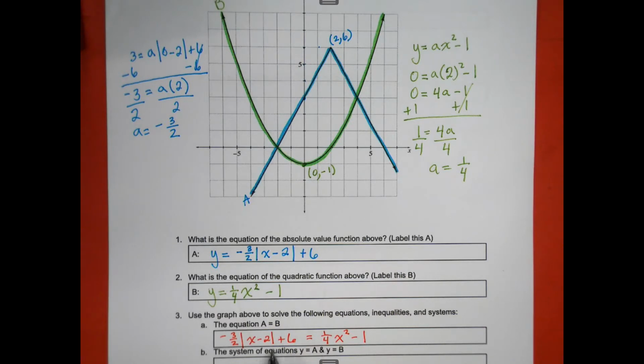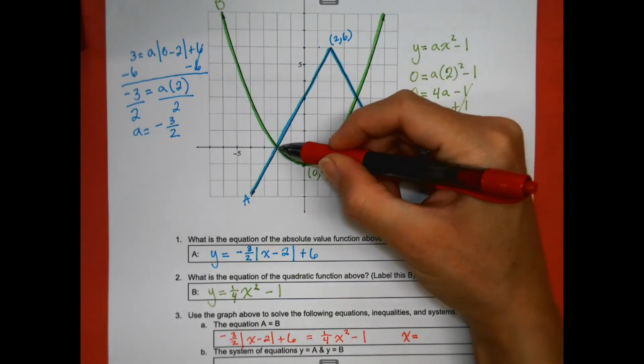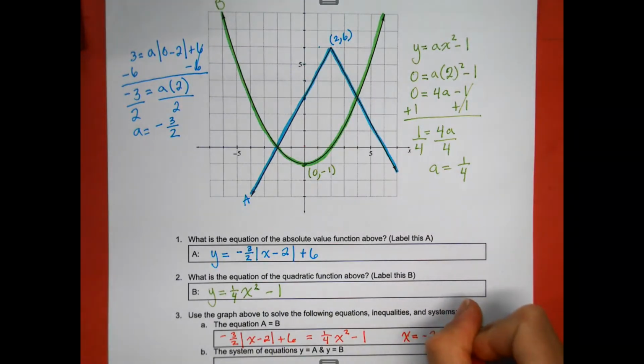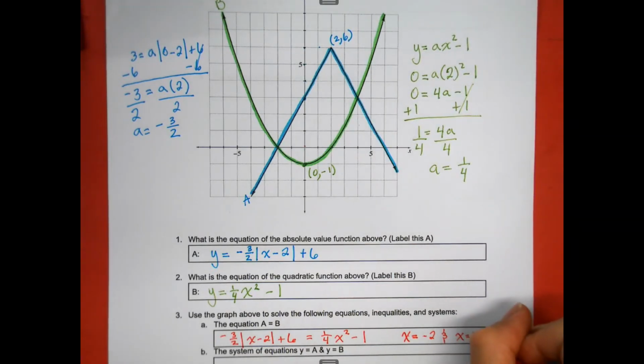We know that the two equations are equal where the two graphs intersect. However, if you notice in this equation, we only have x's. So therefore, all we need is the x component of those points. So we're going to say x is equal to -2 and x is equal to positive 4.